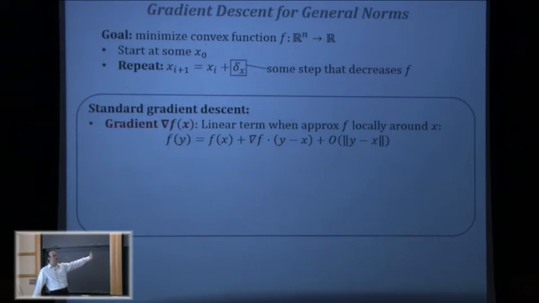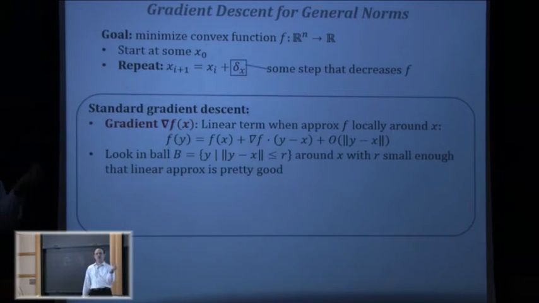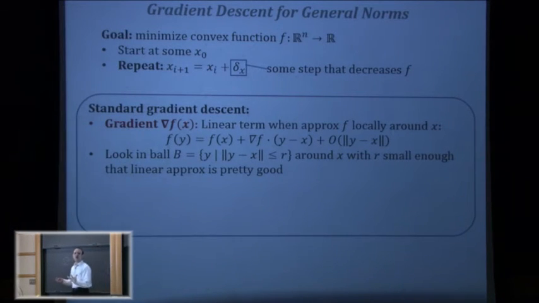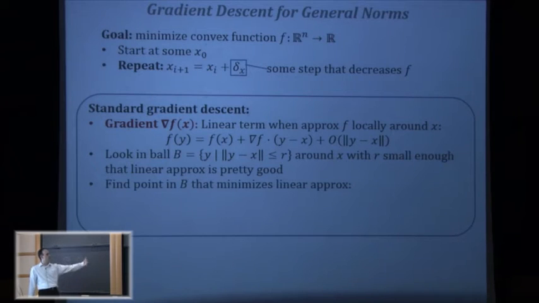So it says to linearly approximate your function. And then what gradient descent says is you look at a ball around your present value. You take an L2 ball around where you are. Take r small enough that your linear approximation is still pretty good, that your function is well approximated by its gradient. Then find the point in the ball that minimizes your linear approximation. Your function is pretty close to its approximation, and you're minimizing the approximation. Thus, you're making progress on your function. And then you repeat.